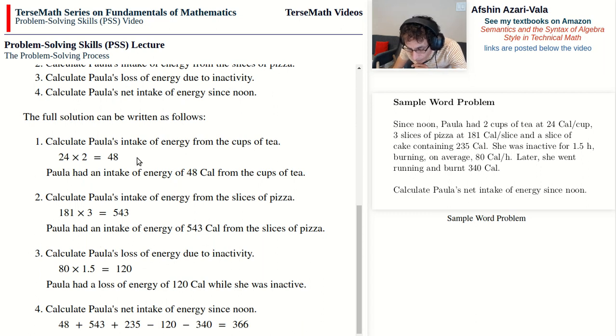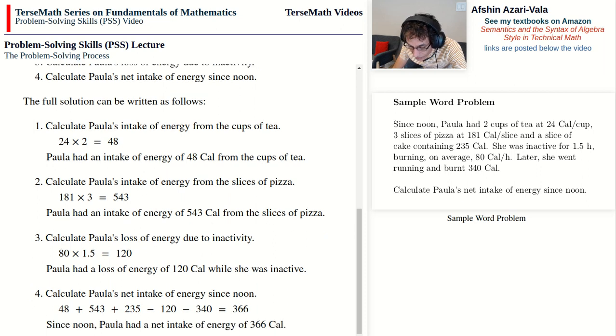Now to do that, we get 48 from step 1. That was the intake from the cups of tea, and 543 for the slices of pizza. The 235 is the energy content of the cake, and then she had a loss of 120 calories when she was inactive, followed by a loss of 340 calories when she went running. And in the balance, then she had an intake of 366 calories. Since noon, Paula had a net intake of energy of 366 calories.